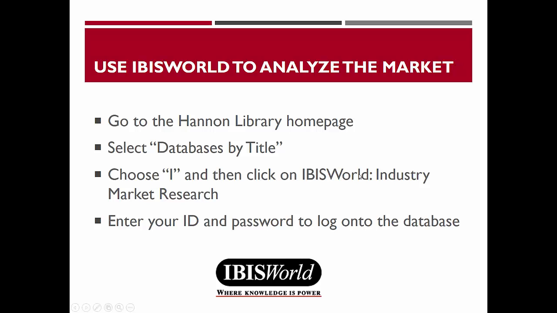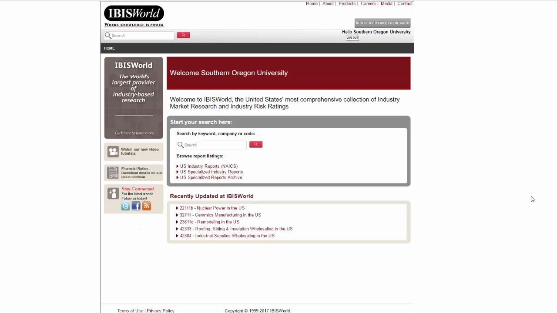So we're going to start with IBIS World. We're going to use IBIS World to analyze the market. So everyone's going to need to go to the Hannon Library homepage to select databases by title. Then choose I under the databases by title list and click on IBIS World Industry Market Research. And then if you're doing this from home, you're going to need to enter your ID and password to log on to the database. If you're doing it in the library, you won't need to do that. So once you have logged in, or if you're accessing this from the library, this is what you'll see after you click on the IBIS World link.